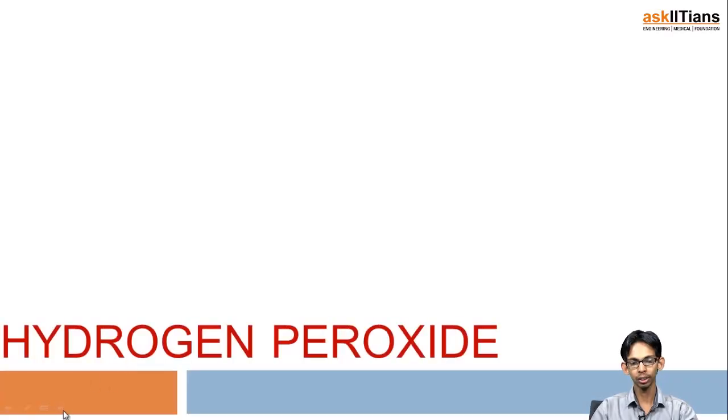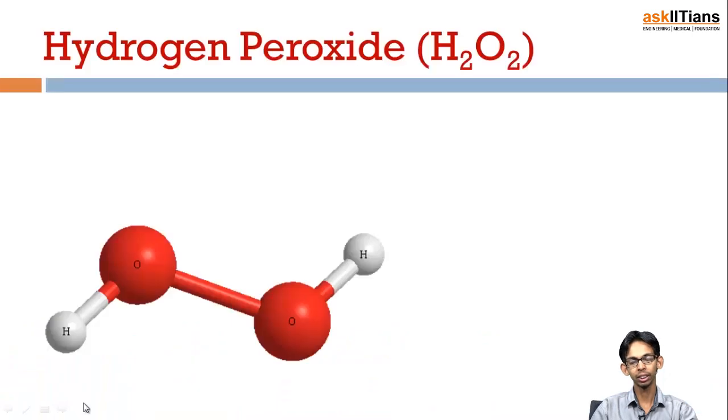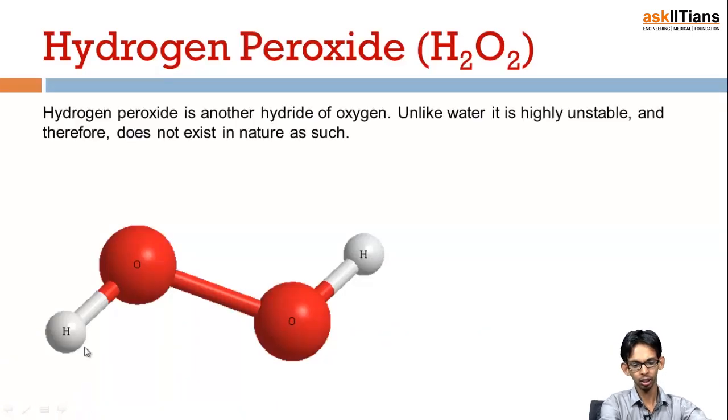Hydrogen peroxide. The first thing is the structure of hydrogen peroxide. The formula is H2O2 and it is another hydride of oxygen. The first one was water, H2O, and this is H2O2. Unlike water, it is highly unstable. Water is highly stable, but hydrogen peroxide is highly unstable and it does not exist in nature as such.